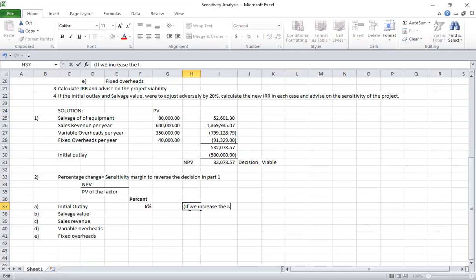the initial outlay by at least 6%, the project will not be viable.